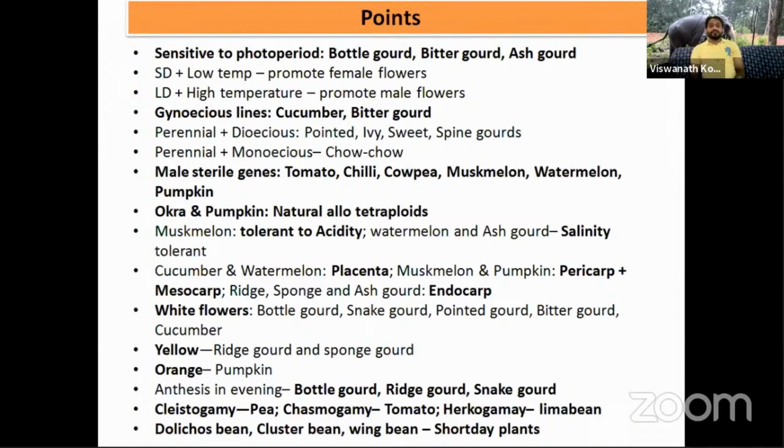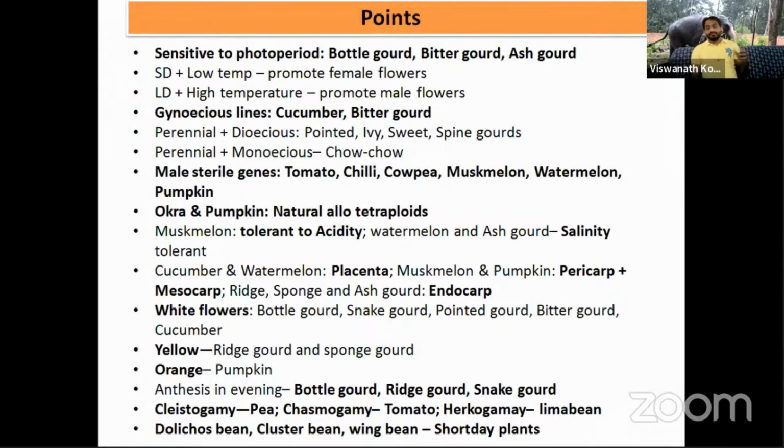And white colored flowers are produced in bottle gourd, snake gourd, pointed gourd, bitter gourd, cucumber, yellow in ridge gourd, sponge gourd, orange colored flowers in pumpkin. Anthesis in the evening in bottle gourd and snake gourd. And cleistogamy, the self-pollination mechanism, cleistogamy is present in pea, and chasmogamy in tomato, herkogamy in lemon.